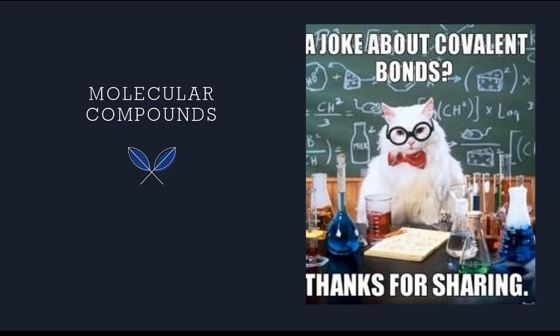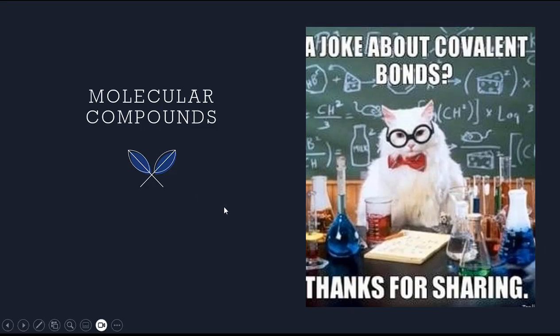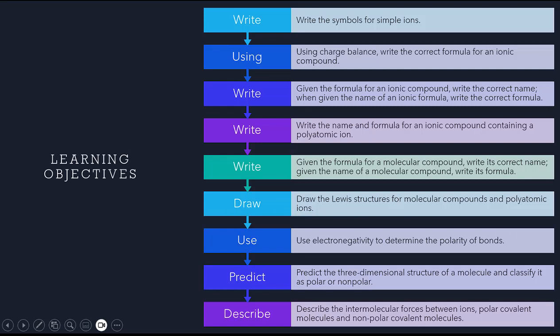Everybody, so welcome back to chapter 4. In this part, we are going to be focusing on molecular compounds, specifically on our next set of learning outcomes, where we will focus on how to write the formula for a molecular compound, write the correct name, go from name to formula and formula to name. We will also talk about how to draw Lewis dot structures of molecular compounds and polyatomic ions, as well as identify what polar bonds are and discuss that.